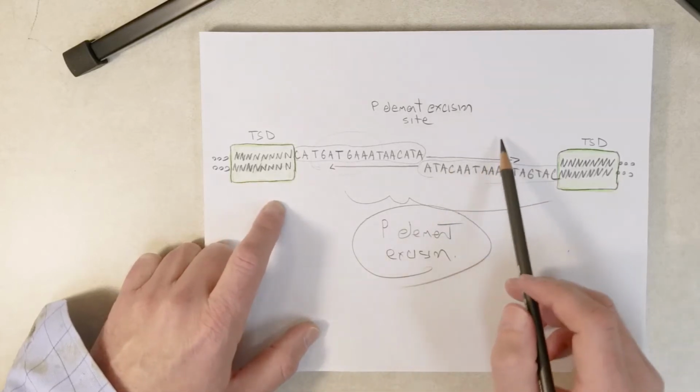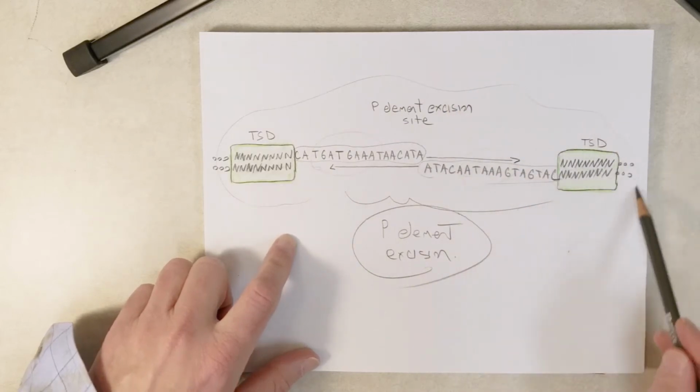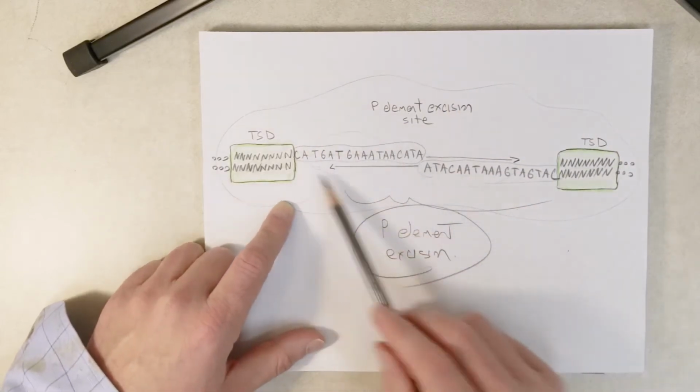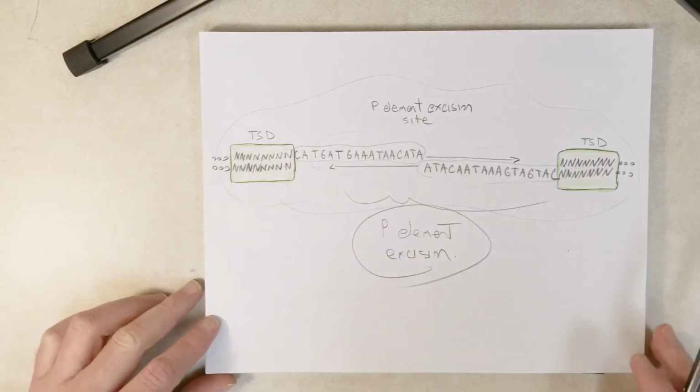So Drosophila genomes, if P elements were present in that lineage, can be littered with these P element excision sites, which is, I think, pretty interesting.